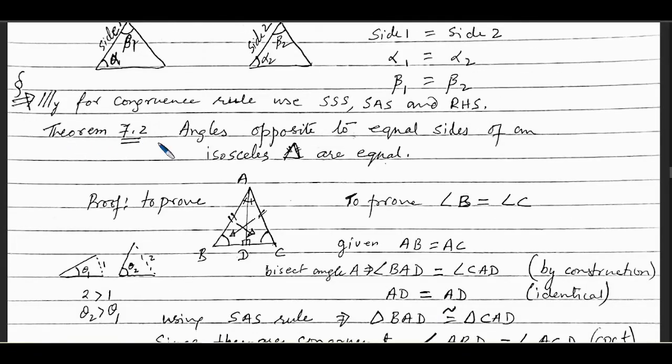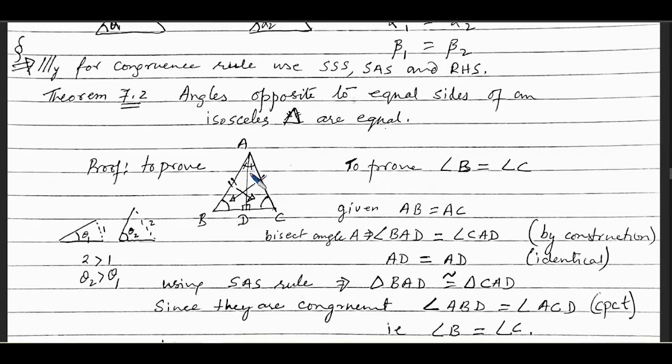Theorem 7.2. Angles opposite to equal sides of an isosceles triangle are equal. What do you mean by isosceles? Two sides are equal. So if these two sides are equal, this angle and this angle have to be equal. This is the opposite angle of this side, and this is the opposite angle of this side. So what we have to prove is that angle B is equal to angle C. What is given? It is an isosceles triangle, AB is equal to AC.